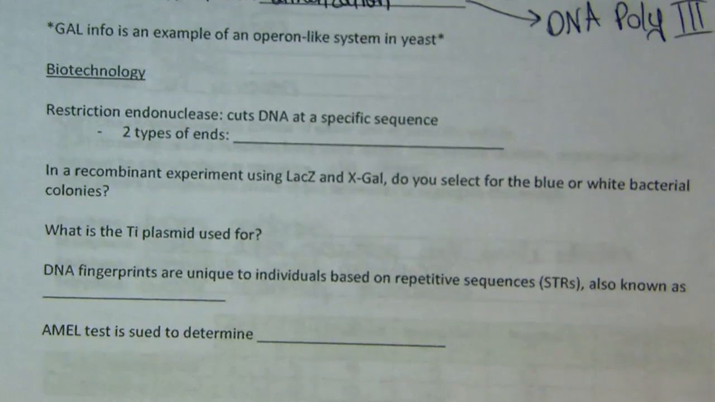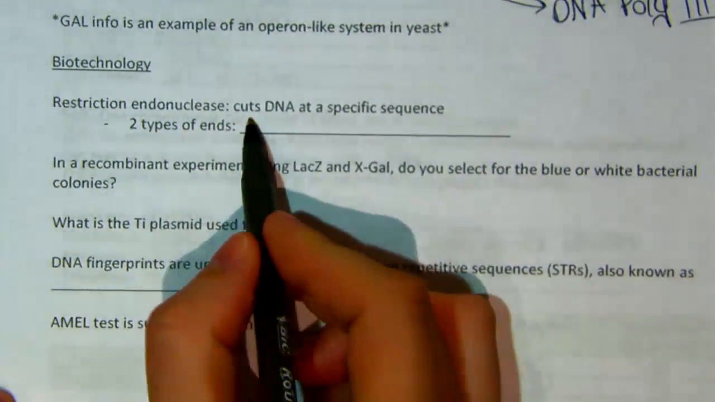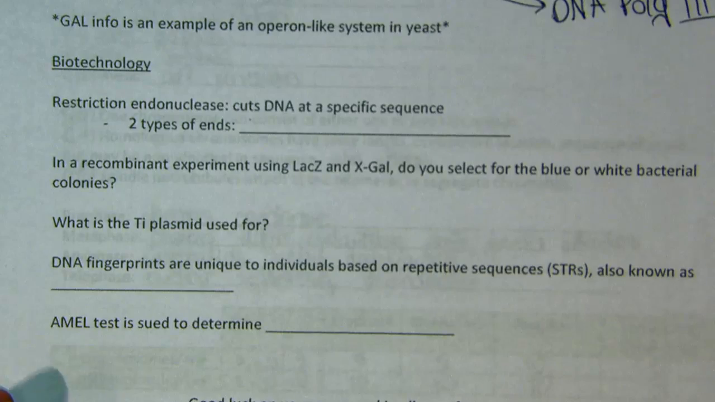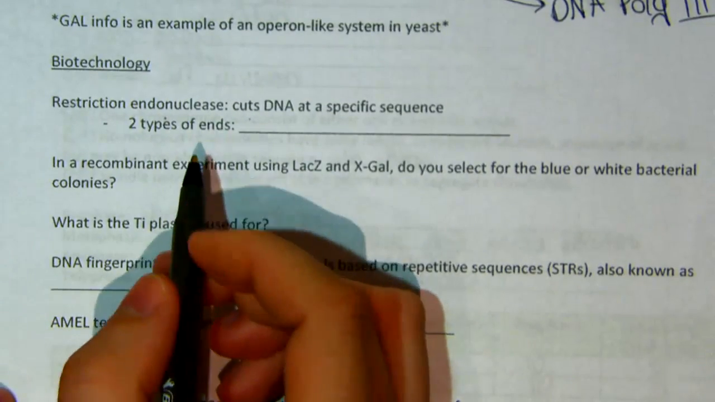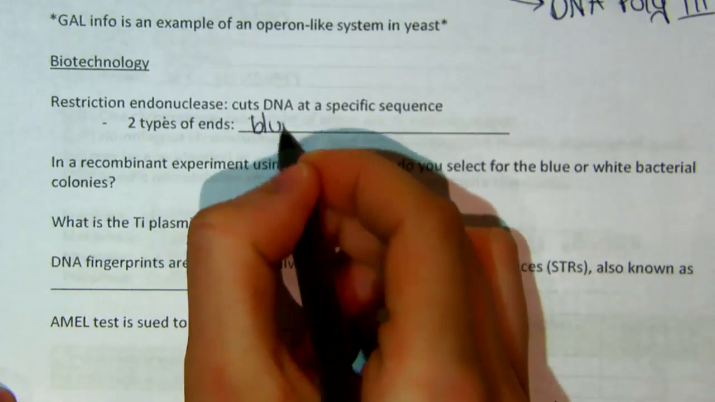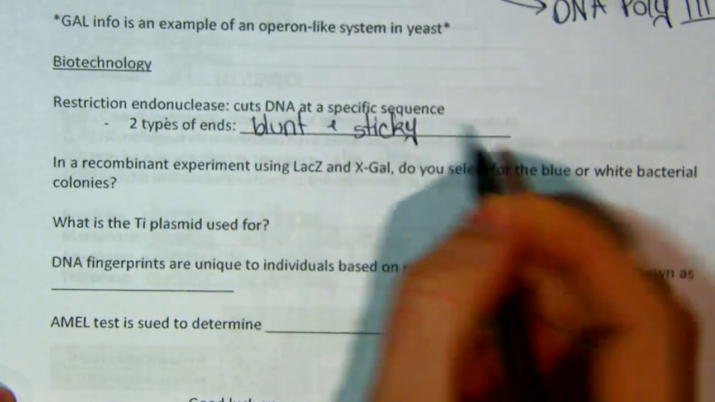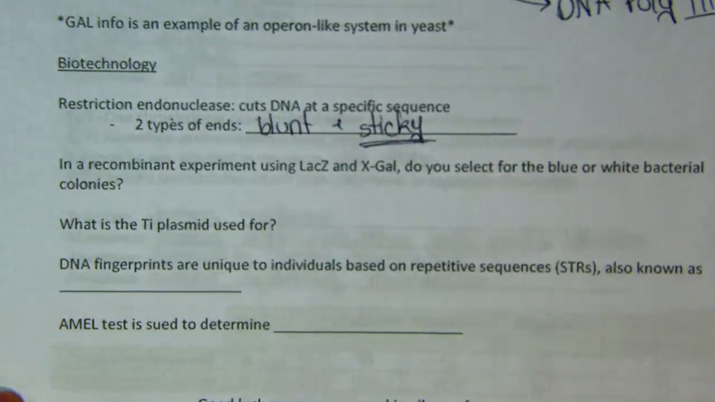But the first thing he talks about are restriction endonucleases, which are used experimentally. And those are going to cut DNA at specific sequences depending on the specific endonuclease. So there's 2 types of ends they produce. There's going to be blunt ends and sticky ends. Which one is better? Good. Sticky ends are better because they're more specific.